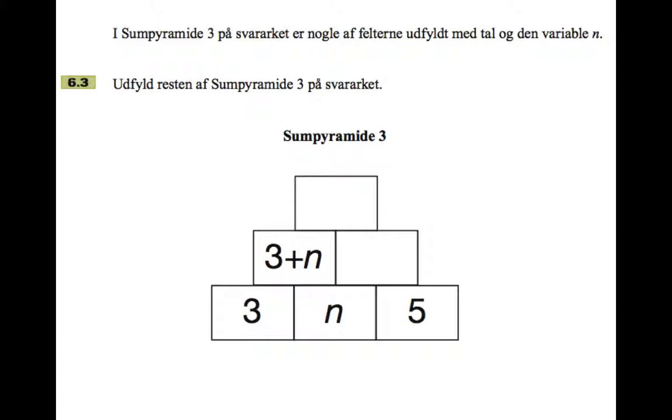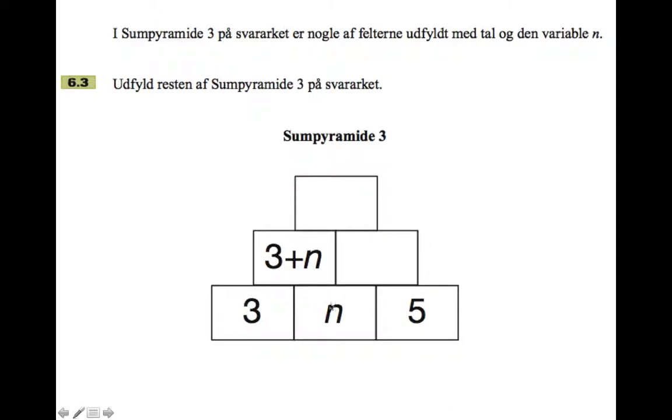Part 3. In sum pyramid 3 on the answer sheet, some of the spaces have been filled with numbers and the variable n. So n is just standing for some mysterious number that we don't know. Fill out the rest of the sum pyramid.